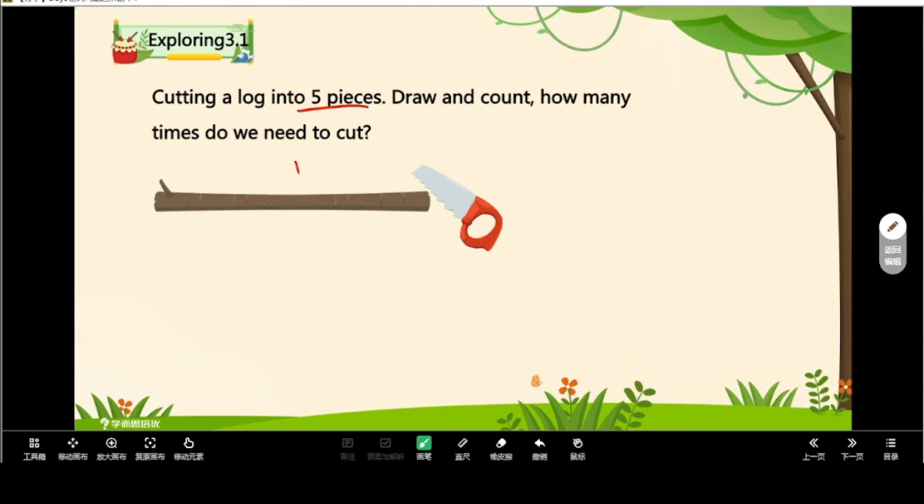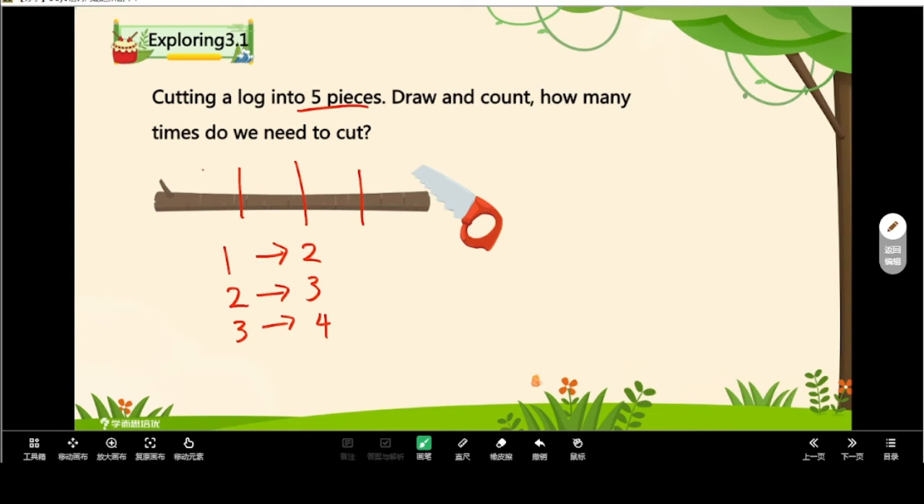If I cut 1 time, how many pieces can I get? 2. If I cut 1 time, that means I can get 2 pieces. So if I cut 2 times, how many pieces can I get? 3 pieces. If I cut 3 times, how many pieces can I get? 4 pieces.